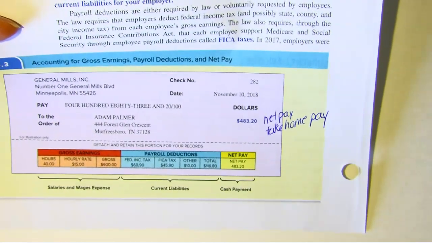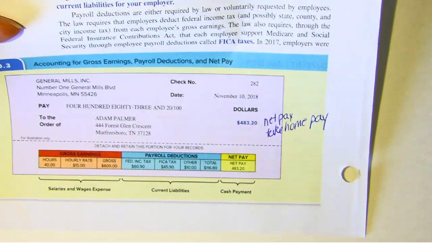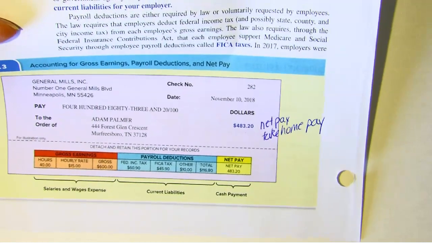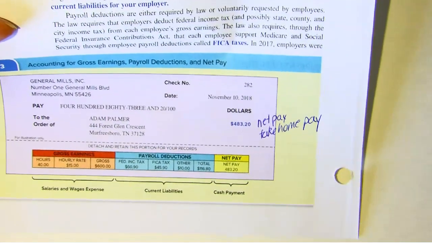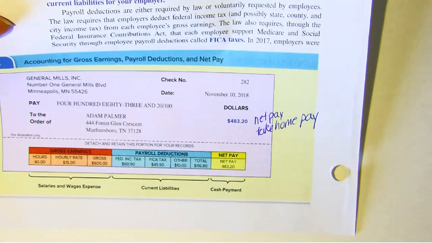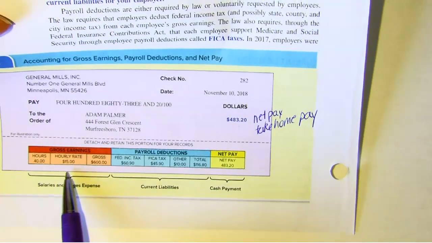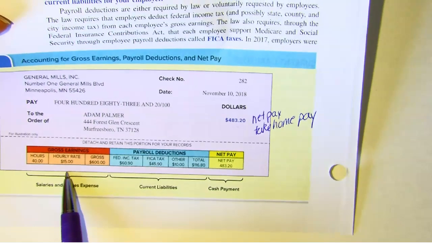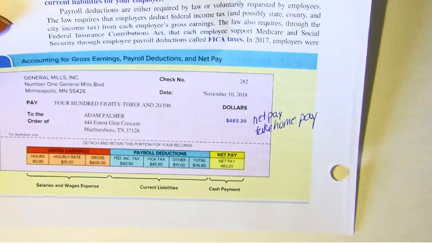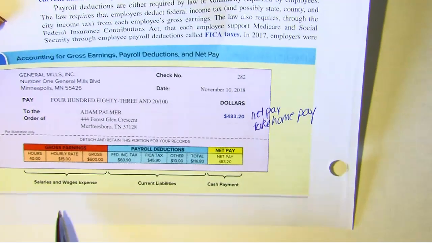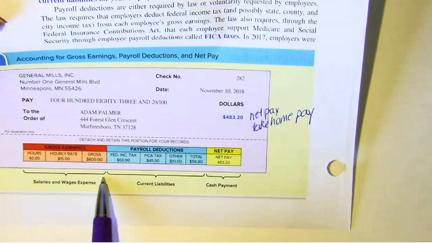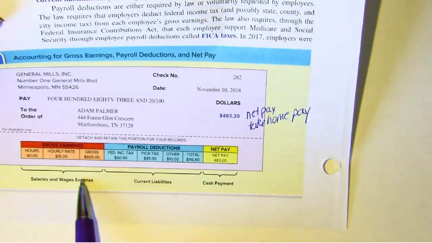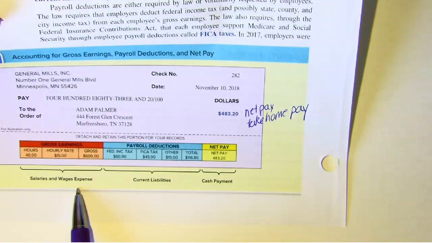New York state law and federal law is that your overtime rate is 1.5 times your hourly rate. So 1.5 times 15 would be another $7.50, or $22.50. So if Adam worked any overtime hours, we would take the overtime hours times $22.50, and that would be added on to the gross pay. The gross pay is the amount you're going to debit to salaries and wages expense.